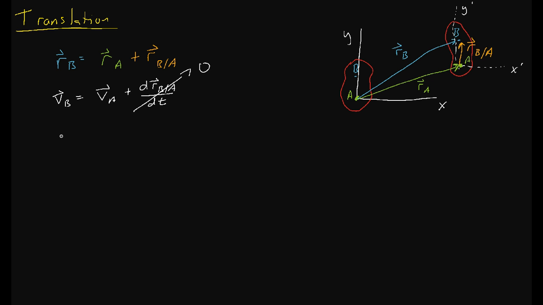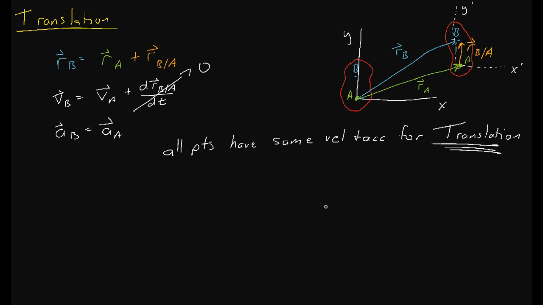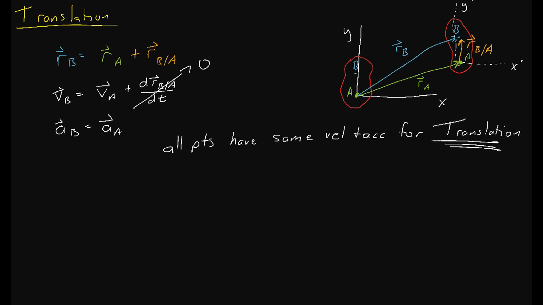You can do a similar thing to figure out the acceleration of B, and it's just the acceleration of A, because again, the second derivative of r_B with respect to A is also going to be 0. So all points have the same velocity and acceleration if the rigid body is just undergoing translation. If it's undergoing some other motion that involves rotation, then this is not true. But as long as it's a rigid body and it's undergoing just translation, then all points have the same velocity and acceleration.